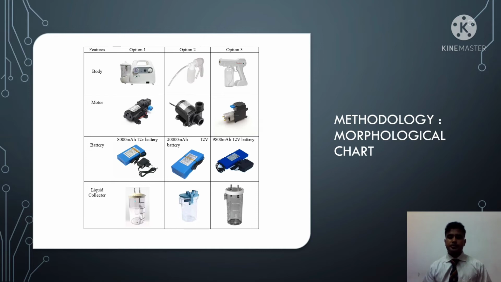However, the difference appears to be in the size and dimension of the motor. As for the battery, the difference you can see here is the battery life and also the size of each battery. And lastly, for the liquid collector, we have three types of liquid collector that have different unlocking mechanisms.